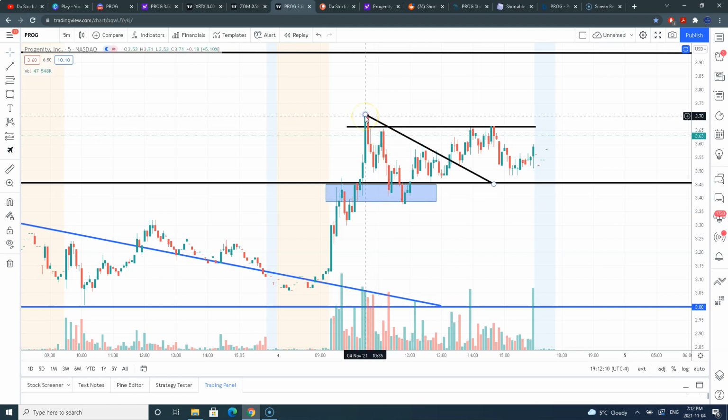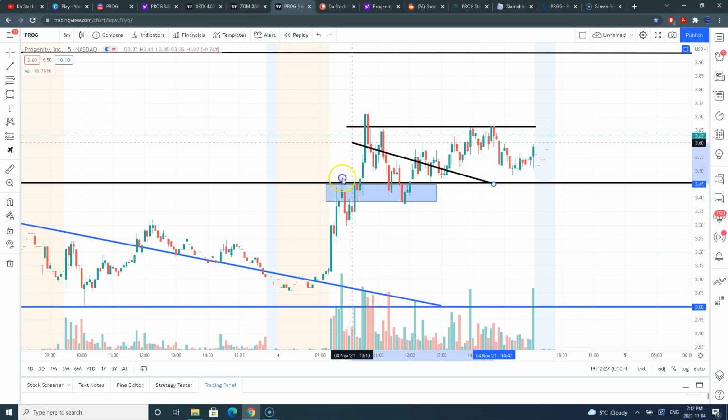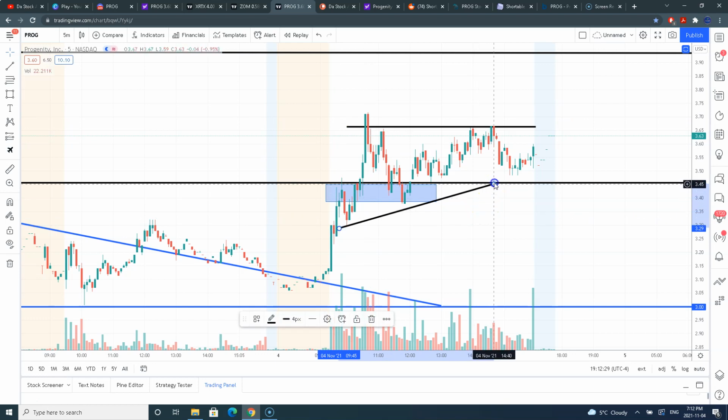Then I was also looking at the pattern, so it broke out. So few important things. Look at the top here, the 3.7. This is one top, so this top needs to be broken. This is one important thing. This needs to be broken because it was rejected a few times today. I can also draw in another way. The charting I like because you can draw in so many different ways.